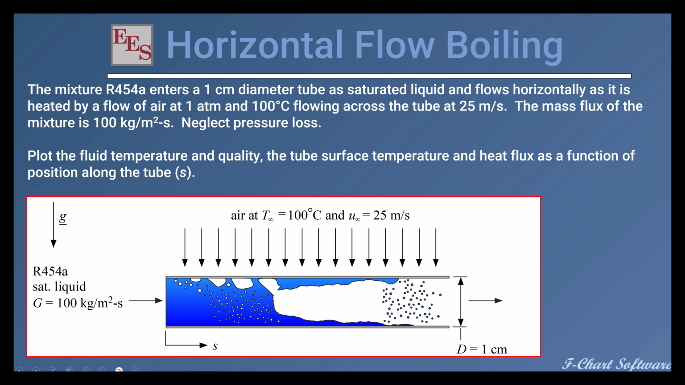And as it flows through the tube, it's being heated, so it's boiling. It's being heated by this flow of air across the tube. The air is at 100 degrees Celsius and it's flowing at 25 meters per second. And we're going to neglect any pressure drop along the tube, so the pressure everywhere will be constant.